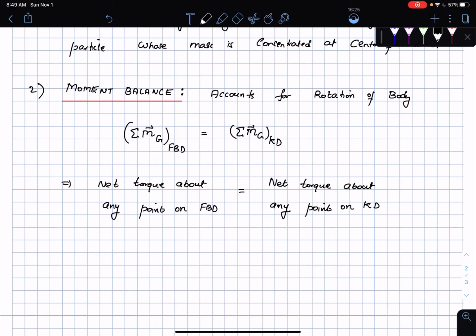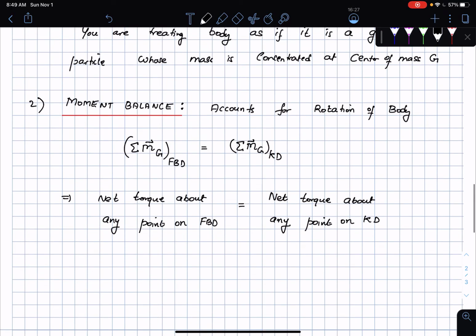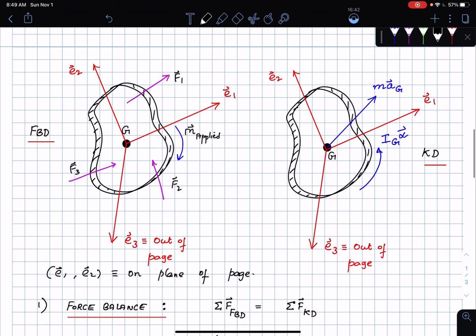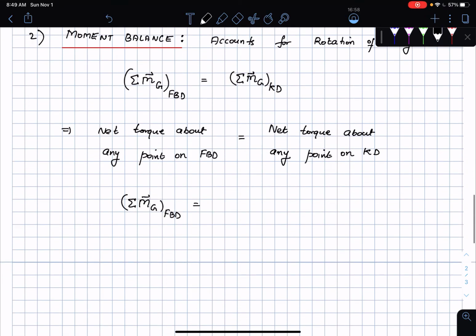And since this is the case, if I choose the center of mass, look at this. On the free body diagram, I know how to do the moments about a point. I need to do the force times the distance, or if I have a couple moment, I just directly add it on. But if I look at the kinetic diagram, if I have to find the moments about the point G, m times Ag is sitting at the point G, which means it's not contributing. So the only contribution is going to come from Ig times alpha, which is the couple moment. You can think of it as a couple moment, right? So this is going to be Ig times alpha.